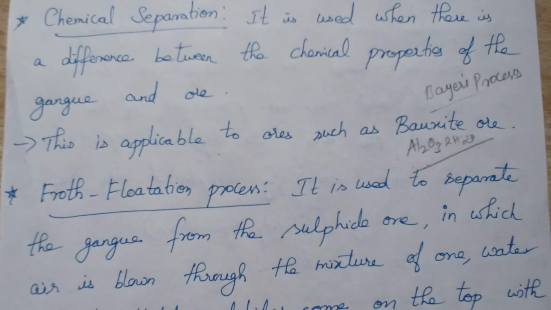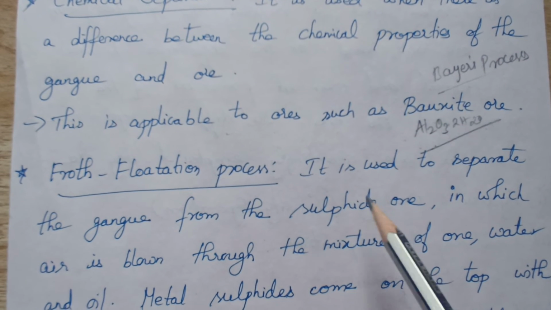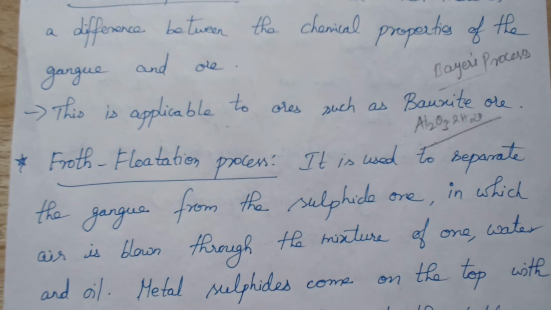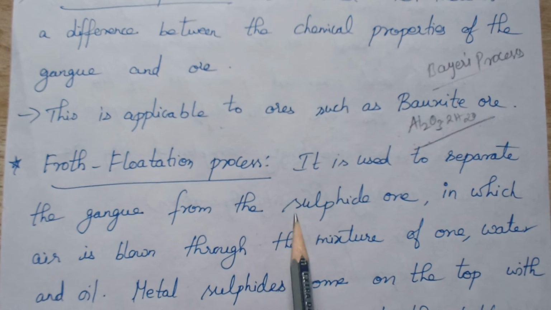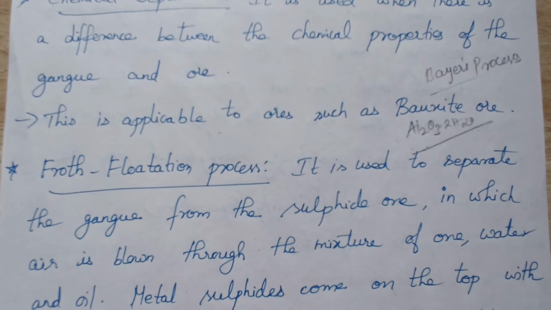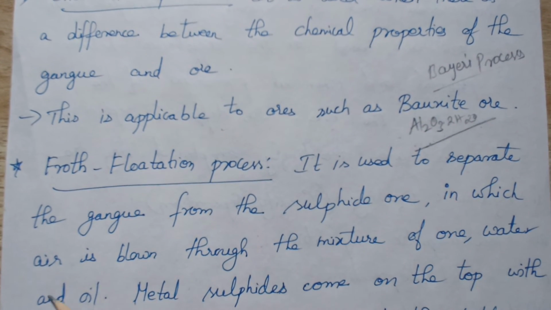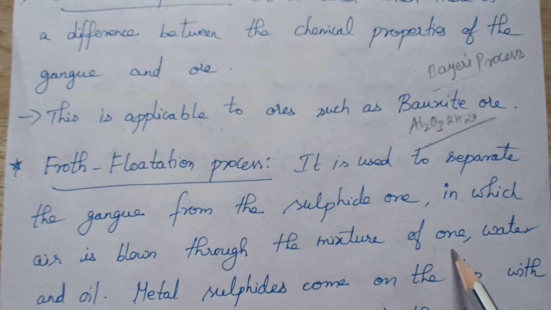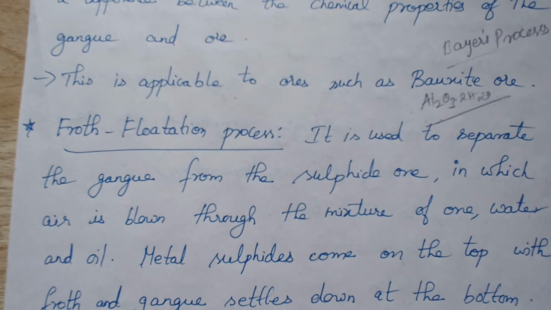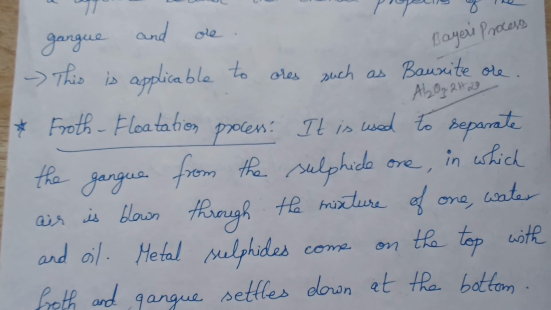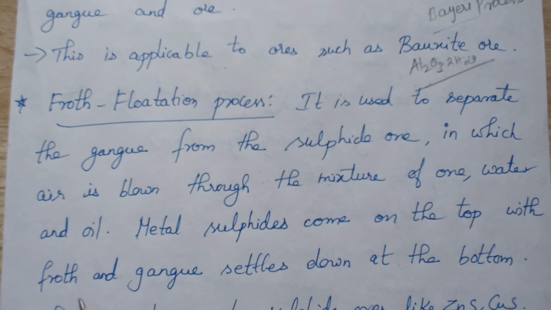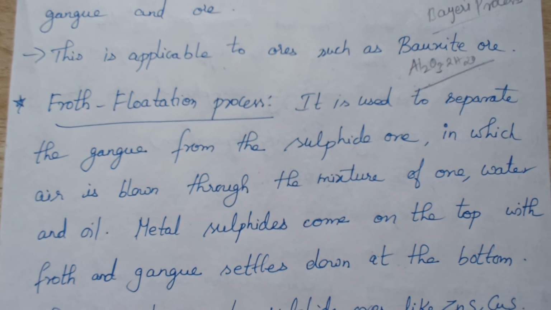Okay, next, froth flotation process. It is used to separate the gangues from the sulfide ore. Whichever is in the form of sulfide ore, we can use this froth flotation method, in which air is blown through the mixture of ore, water and oil. This ore is mixed with the water and oil, and air is blown in that mixture. The metal sulfides come to the top with the froth.